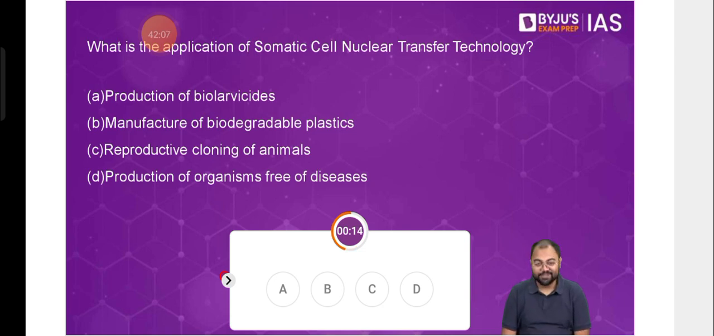Okay. So 89% of you have perfectly given the correct answer. What is the application of somatic cell nuclear transfer technology? So somatic cell nuclear transfer is basically what we are doing here, transferring the nucleus from the somatic cell. This is the process of cloning. So it will be helpful in the reproductive cloning of animals.